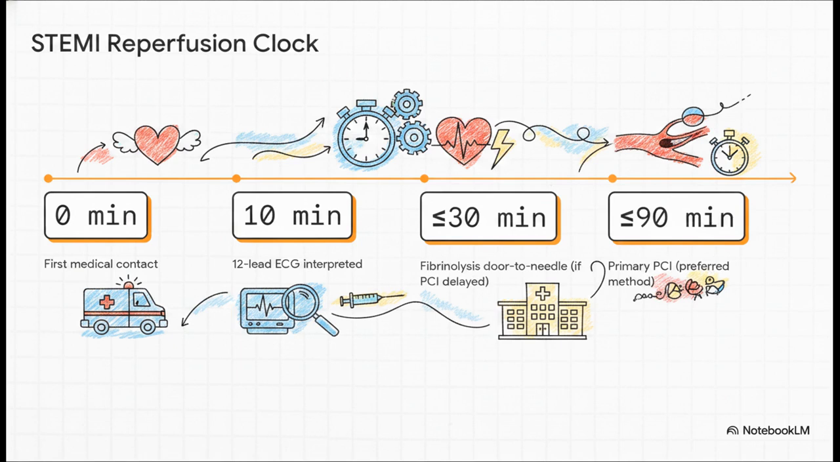But say getting to a cath lab within 120 minutes is just impossible where you are. You have to pivot immediately. You administer fibrinolysis with a door-to-needle time of 30 minutes or less and then transfer the patient. Hitting these metrics isn't just some ideal goal, it is the standard of care.